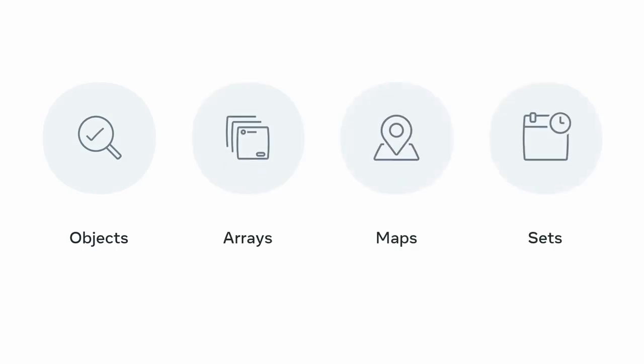JavaScript is somewhat limited in the types of data structures available compared to other programming languages such as Java or Python. However, some of the most common that you will encounter are objects, arrays, maps, and sets. You may be familiar with some of these already. Let's explore each briefly now.